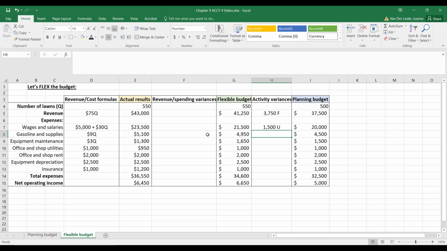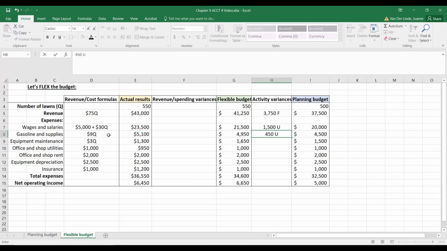Now let's take a look at gasoline and supplies. We should have spent $4,950. We only planned to spend $4,500. So we can see here that's a variance of $450. But is that favorable or unfavorable? Well, again, in this case, we should have spent more than what we planned for. So that's unfavorable simply because of the higher activity level in actuality.